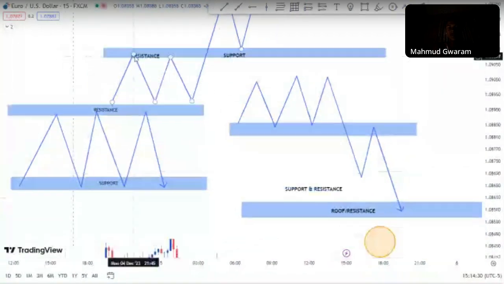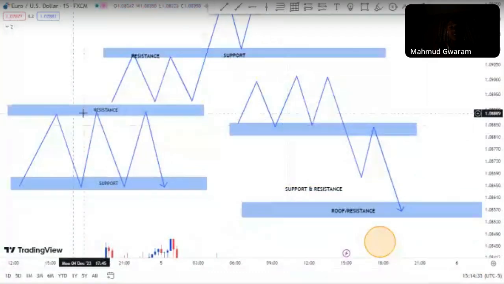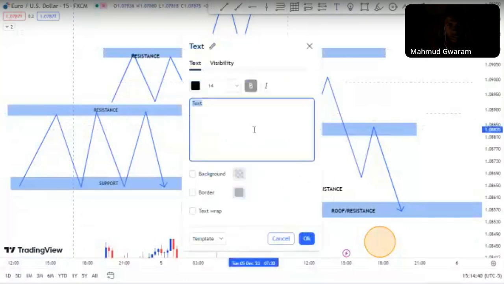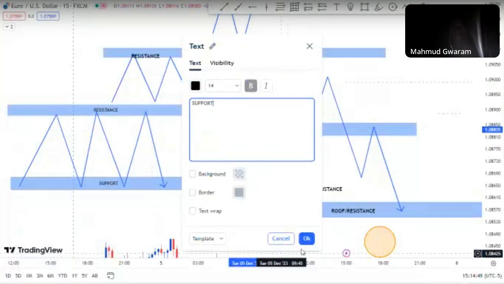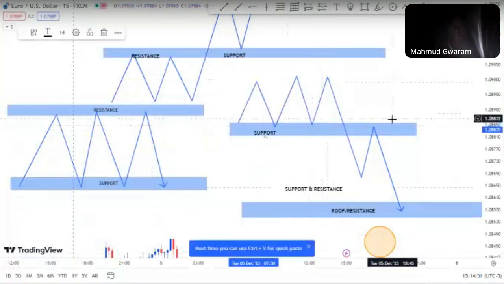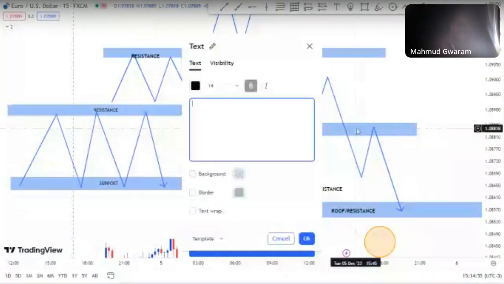This support becomes resistance. And this is normal support and resistance. You understand what I'm trying to say? Then this first place is now what? This support. Support becomes resistance. This is how to spell support. And this place is resistance, as you all can see.